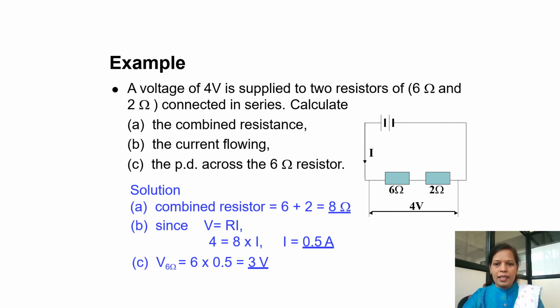If you see the circuit diagram, here two resistances are connected in series, that is 6 ohm and 2 ohm. Therefore, the combined resistance will be 6 ohm plus 2 ohm, which is 8 ohm. That will be our answer.